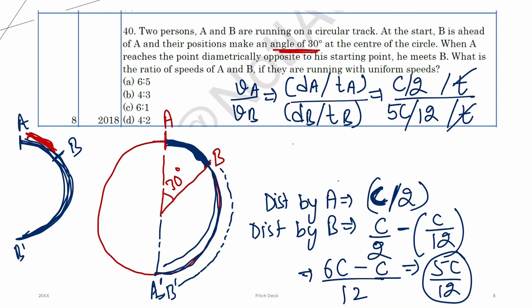But we know that VA by VB is equal to C by 2 divided by 5C by 12. Just solving this, I will get 6C by 5C, that is 6 by 5. So the ratio of A and B is 6 by 5. That is the answer. I hope it is clear.